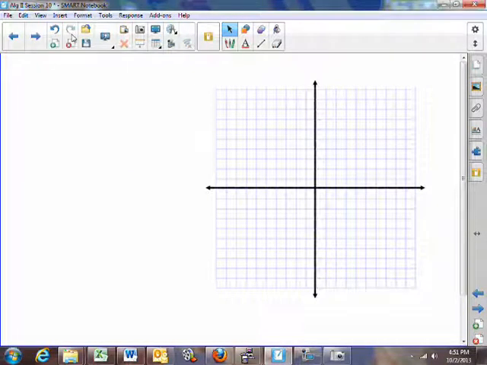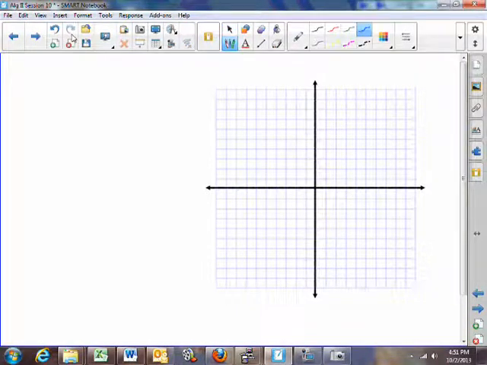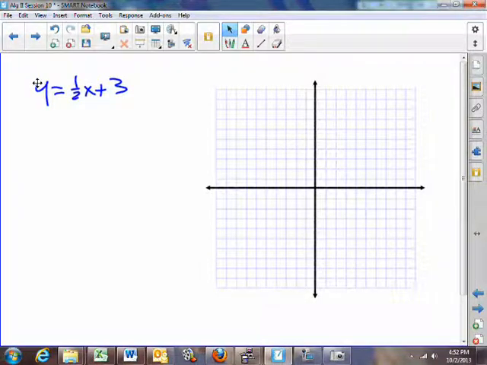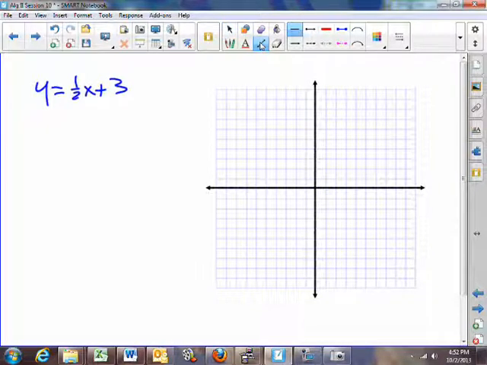I'd like to talk to you today about the concept of graphing inequalities that contain two variables. Now, let's start with a simple concept here. For example, if y is equal to 1/2 x plus 3, that would be a linear equation, and the graph of that linear equation would be a line. It would have a slope of 1/2. It would have a y-intercept of 3.